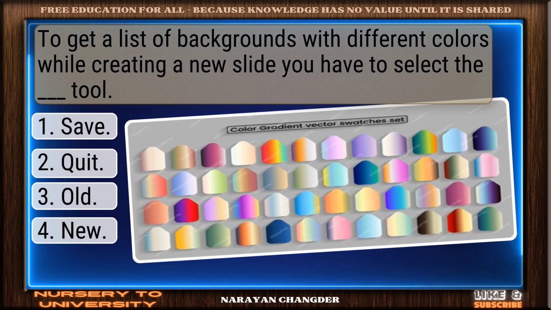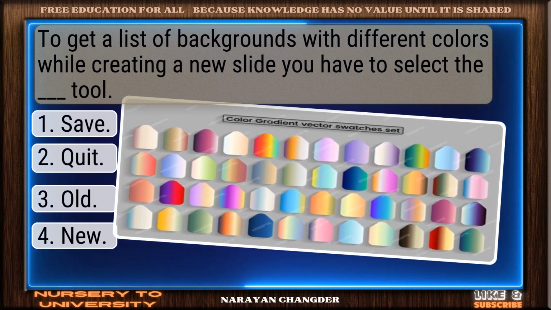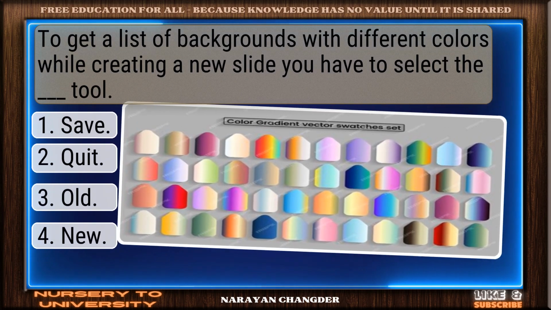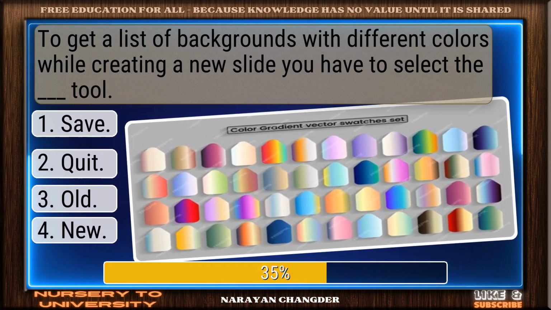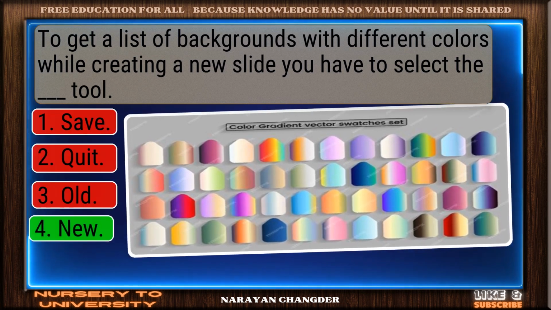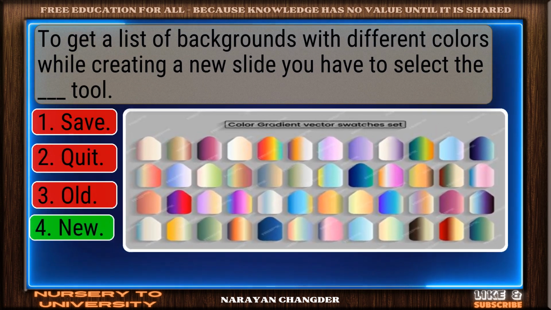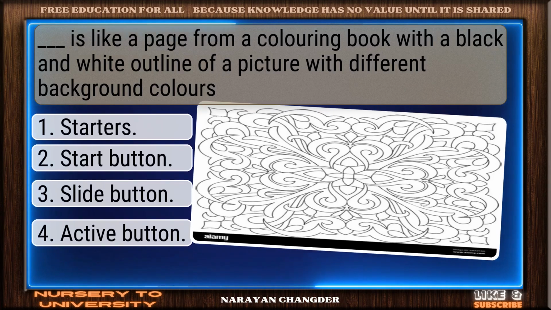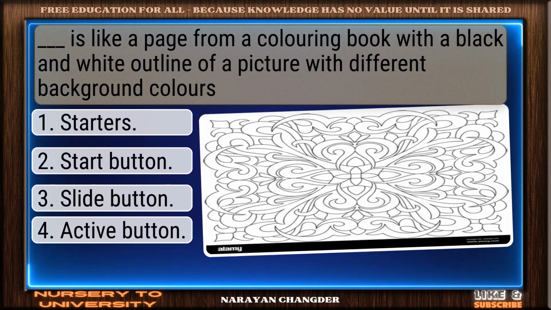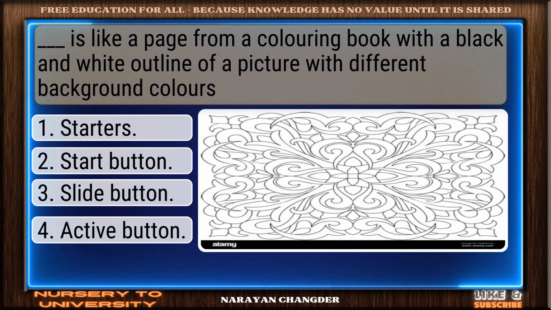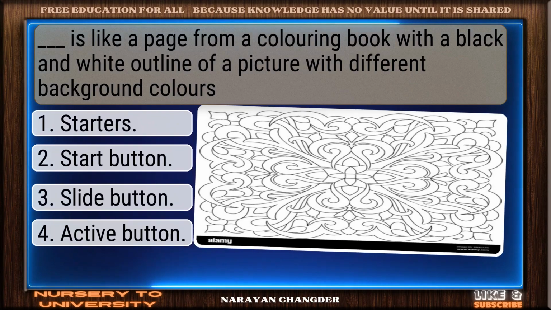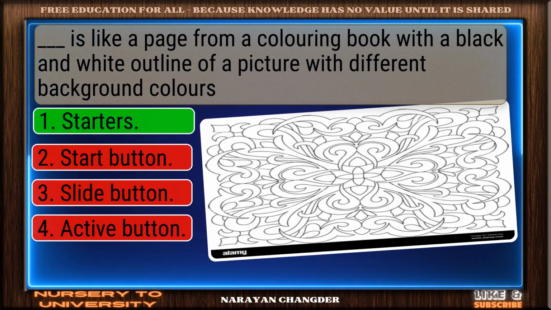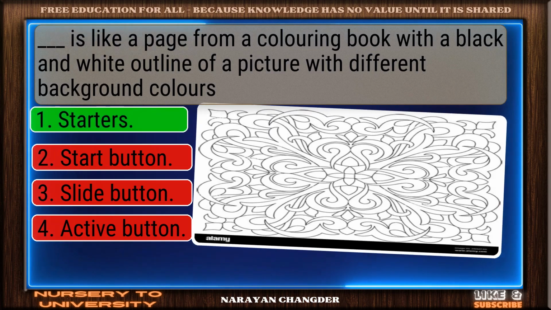To get a list of backgrounds with different colors while creating a new slide, you have to select the dash tool. Excellent. New is well reasoned. Dash is like a page from a coloring book with a black and white outline of a picture with different background colors. Well done. Starters is right.